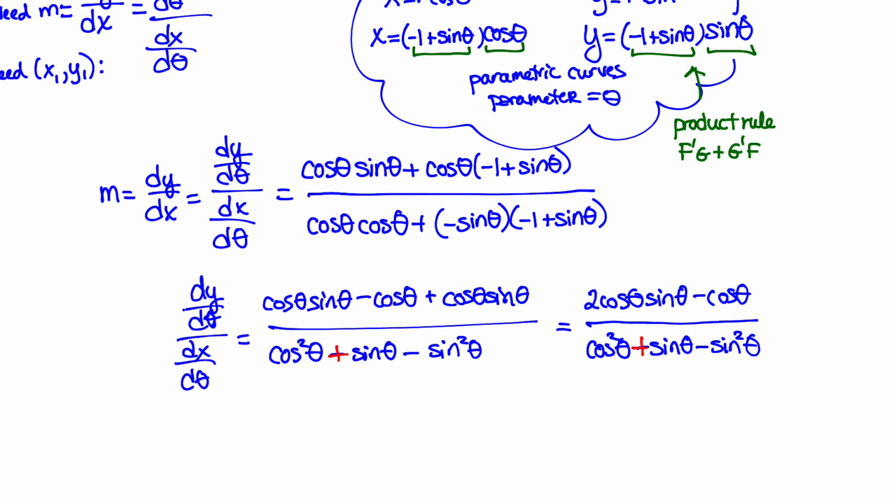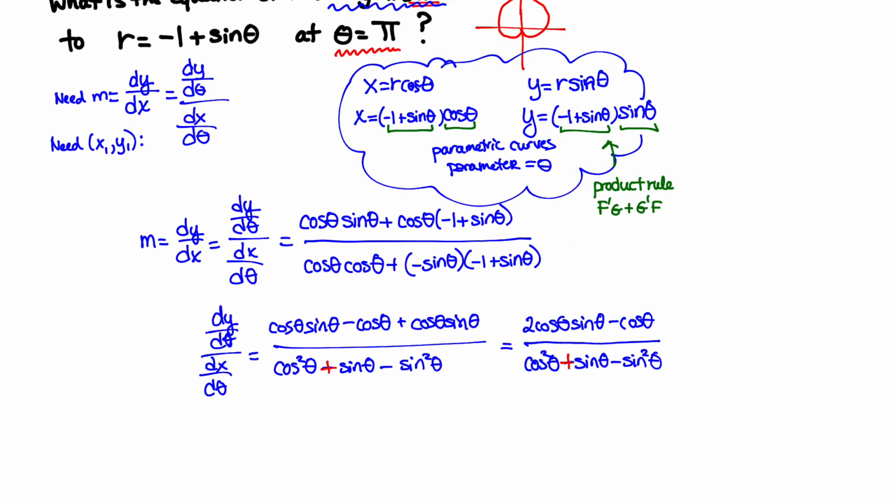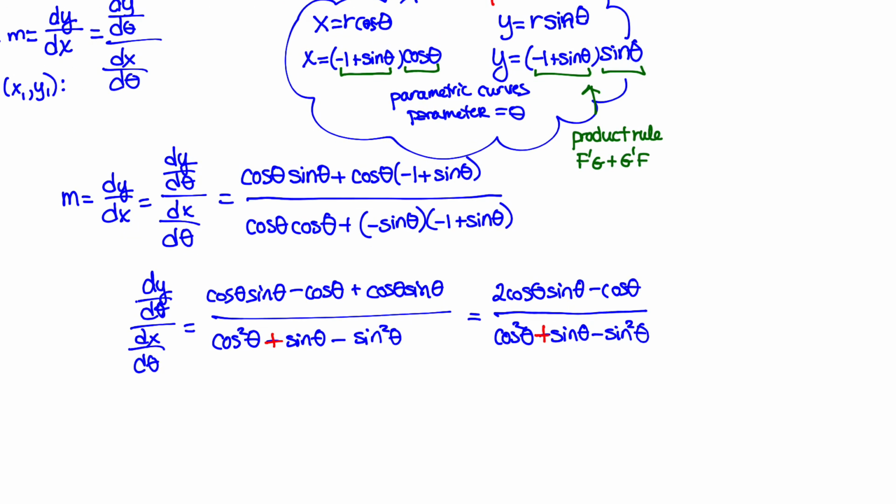Okay, so we have dy dx. Are you guys okay? Are you all getting the same as me? Now, we specifically want dy dx at what point? When theta is pi. So we specifically want to evaluate this dy dx when theta equals pi. So that means I just want to plug pi in everywhere for theta, right?